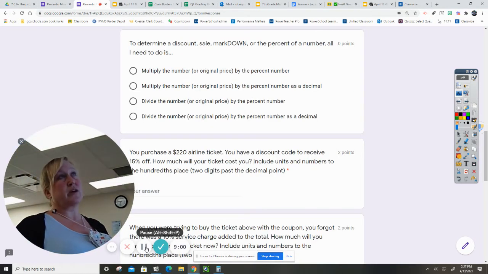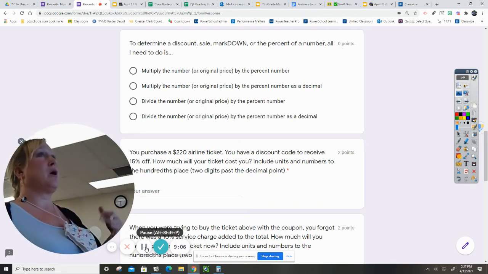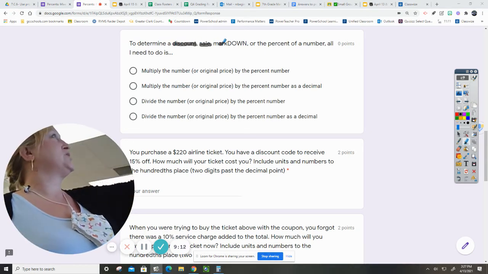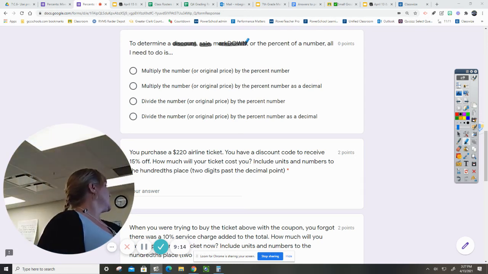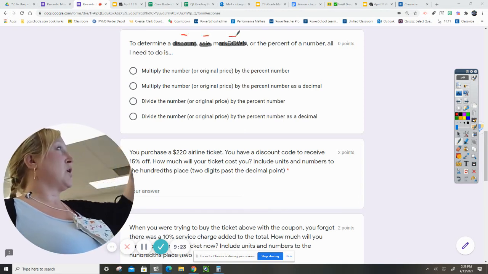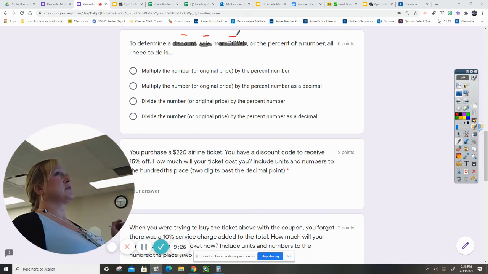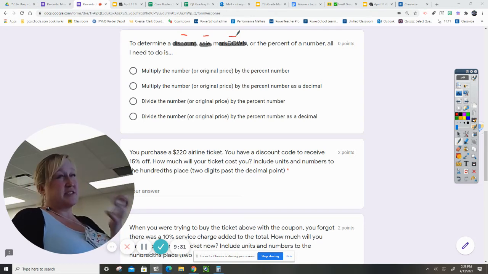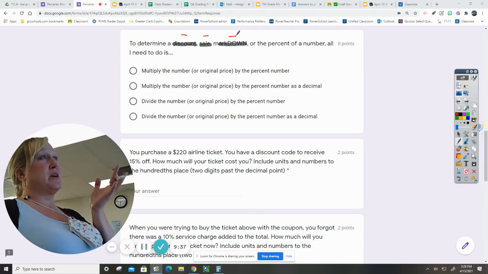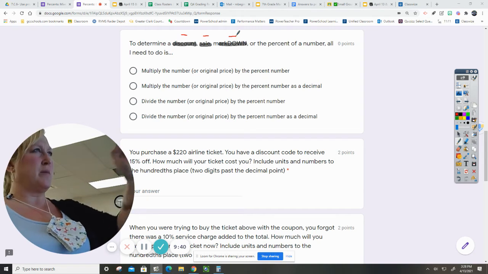Next one is another thinking question. To determine a discount, sale, or markdown for the percent of a number, all I need to do is, so this one is asking about what operation is needed for these things. Let's see. So if I'm thinking carefully, discount is subtract, sale is subtract, markdown is subtract. So I am thinking that it's telling me subtraction, but subtraction isn't an option. So the first thing that I need to do is, I guess what it wants me to tell you is, am I dividing or am I multiplying?